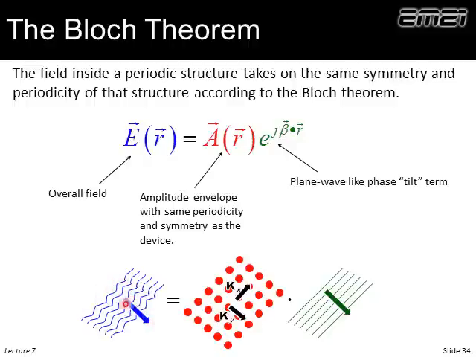Well, this bumpy plane wave we can decompose into a plane wave term, which looks like a nice well-behaved plane wave traveling in the same direction as our bumpy plane wave. And then we have this amplitude function, which is riding on top of this plane wave term, that takes on the same periodicity as the structure that it is in.